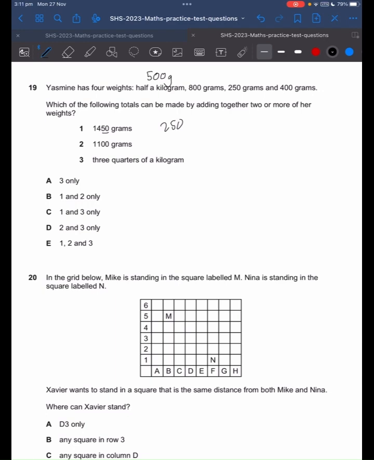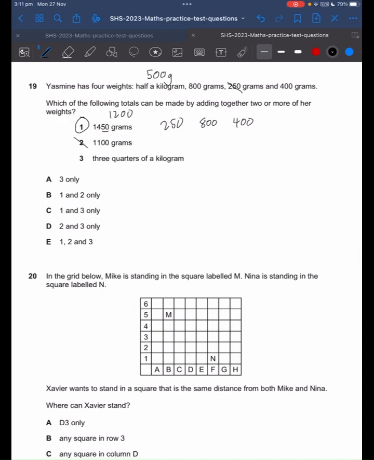Then how much are we left with? We're left to fill up 1,200 grams. Now, from the remaining 3 numbers, can we make 1,200 grams? Yes, we can. We can do 800 grams and 400 grams. So 1 is definitely possible. What about 1,100 grams? Now this time, since it doesn't end with a 50, we can ignore the 250 grams. Now from the remaining numbers, can we make 1,100 grams? The answer is no, we cannot. So 2 is not possible.